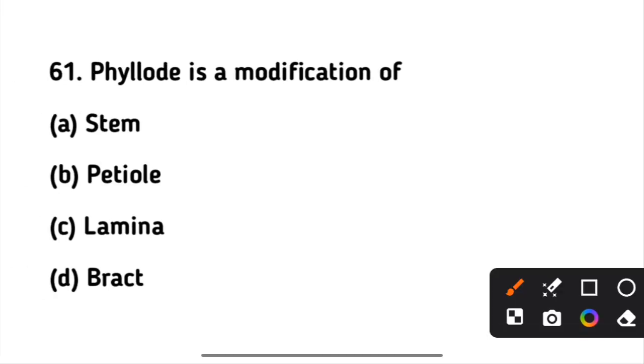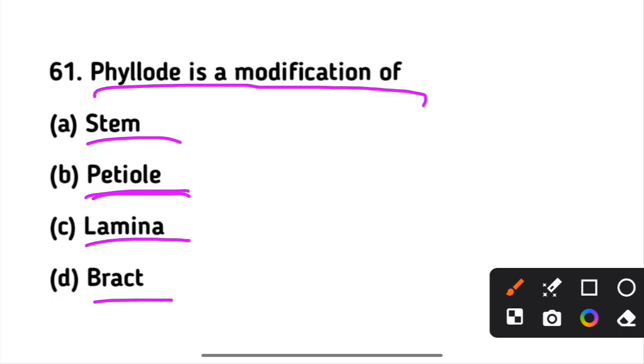Next question. Phyllode is a modification of stem, petiole, lamina, bract. B is correct, petiole. Phyllode is a modification of petiole.